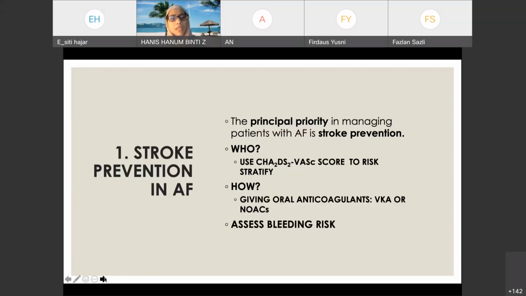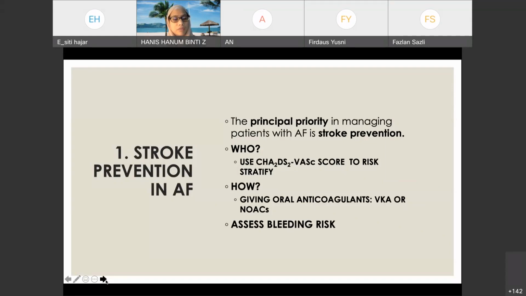Now, in stroke prevention, like I said, the first priority is stroke prevention. And how do we do this? We first of all need to check their stroke risk. And how do we do that? We use the CHA2DS2-VASc score to stratify the patient at risk. And then we give oral anticoagulants, like I said, with your VKA or your NOACs, and you assess your bleeding risk.